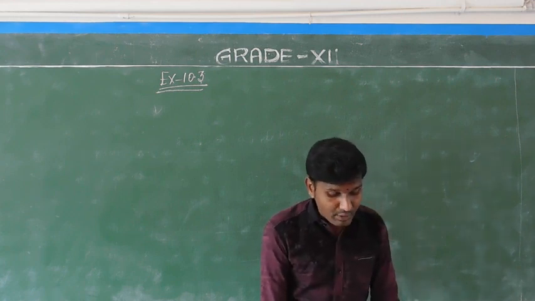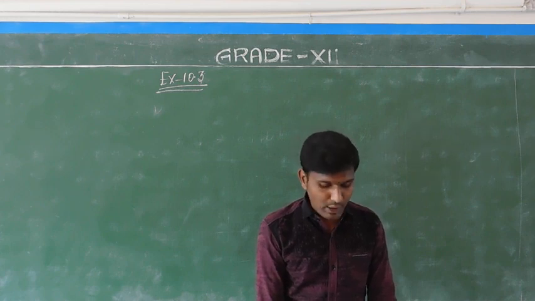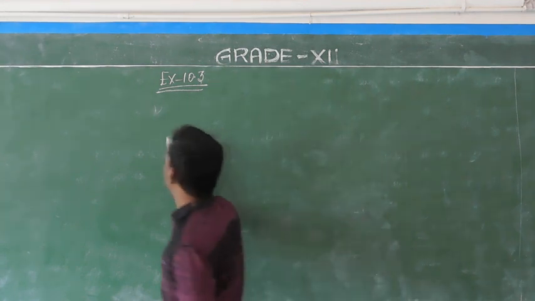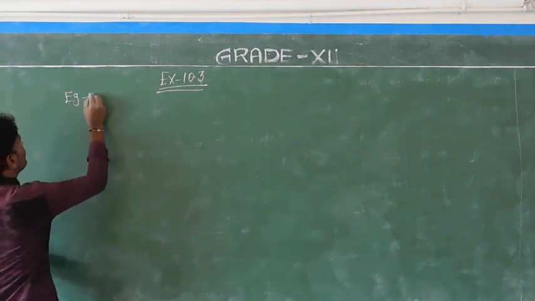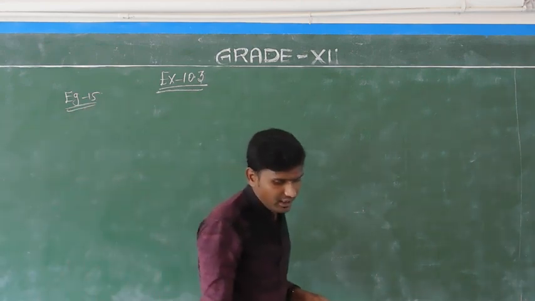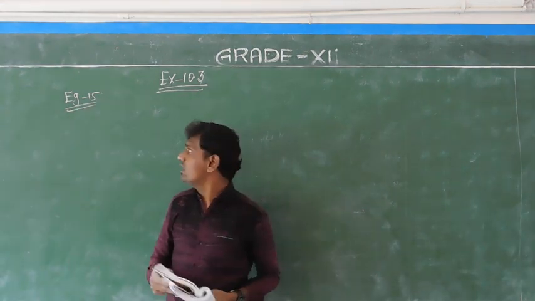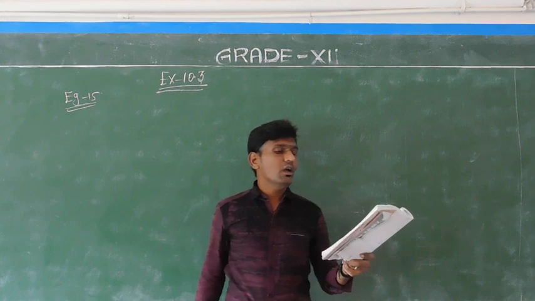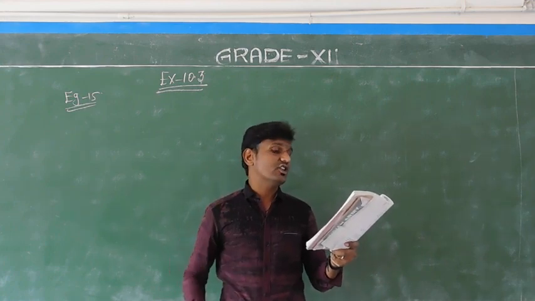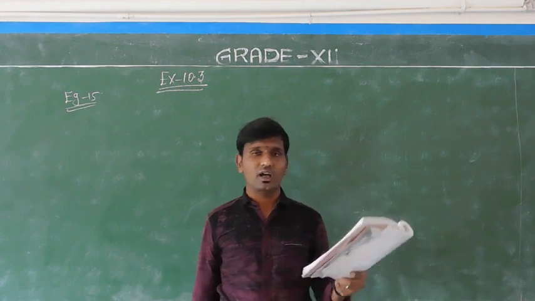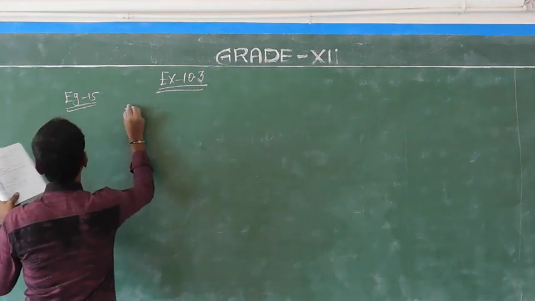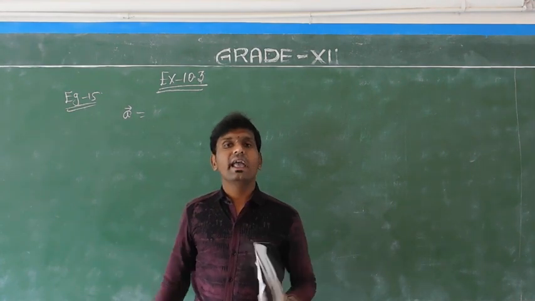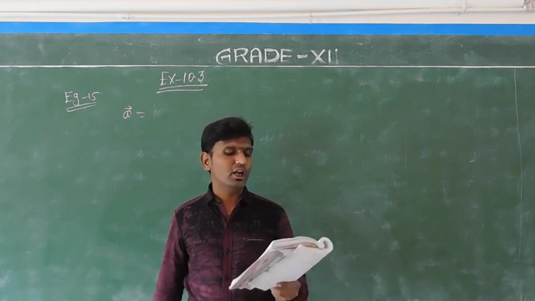At the same point of view, I already gave you homework, examples 14 and 13, two sums only. Now example 15. Take page number 445 and look at example 15. Listen to the question. If A vector equals 5i vector minus j vector minus 3k vector, and B vector equals i plus 3j minus 5k, then show that the vectors A plus B and A minus B are perpendicular to each other.